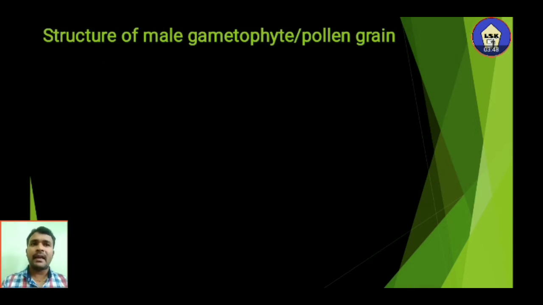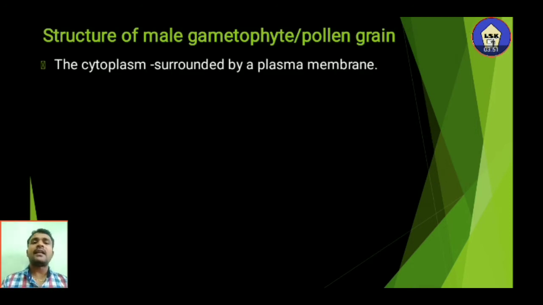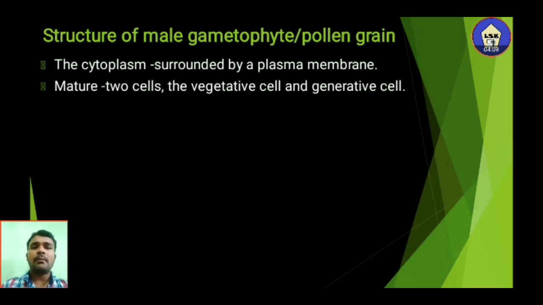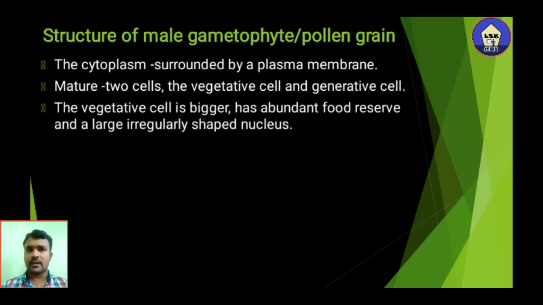The next one, structure of male gametophyte or pollen grain continues. So here the cytoplasm, the inner content of the pollen grain, is nothing but the microspores developing as pollen grain. So they consist of cytoplasm, and that cytoplasm is surrounded by the plasma membrane. Okay. And then at the matured stage, when the microspores have developed as pollen grain, on maturity the pollen grains consist of two cells. In most of the plants, not always, the matured pollen grain consists of two cells. One is called the vegetative cell and the other is called the generative cell.